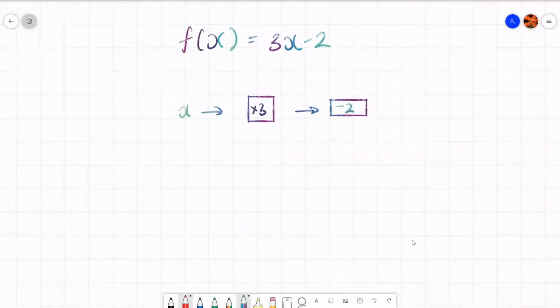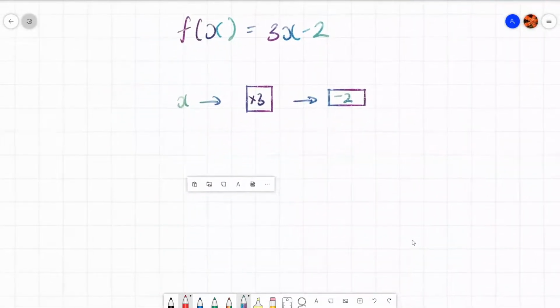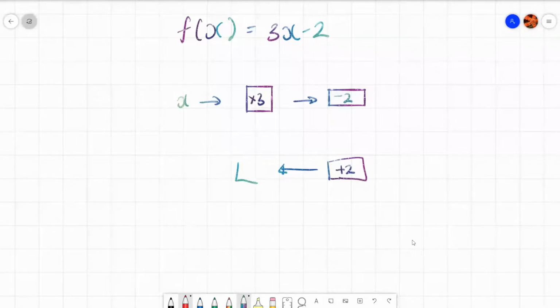Now, the inverse function is actually the opposite, okay? So you're starting off with your function, and we're going to go backwards, because obviously that's your starting point now. So your inverse function is, rather than subtracting 2, you would add 2. And then rather than timesing by 3, you would divide by 3. And then obviously you are left with your output function.